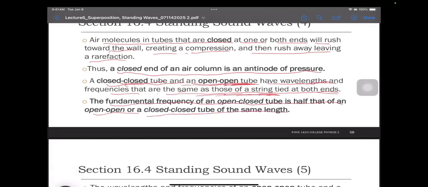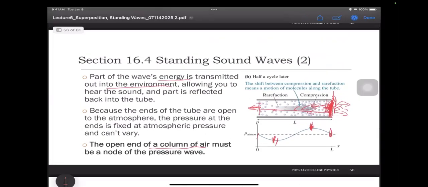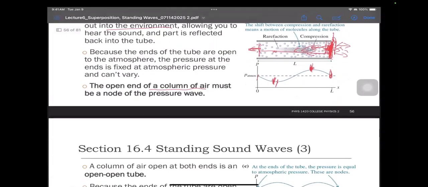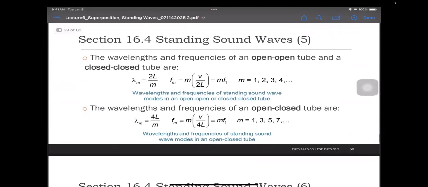Yeah, if this tab has one end closed and one end open, it is a little different, and the fundamental frequency is half that of an open-open or closed-closed tab of the same length. So yeah, we have this equation, the wavelength and the frequency of an open tab and a closed tab.